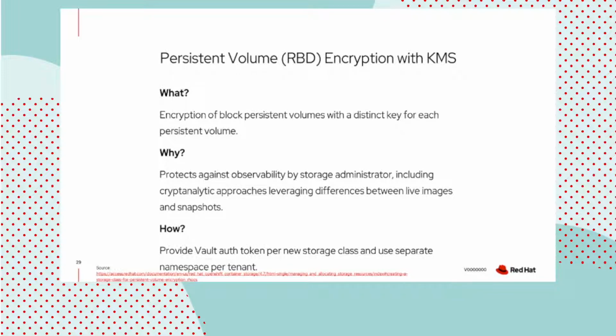And by that, we allow customers to protect the observability even from storage administrators. So every tenant can access only their own PVs. Every token can be used only for specific tenants. These tokens are managed in the Vault key management system and namespace feature. And how do we do it?